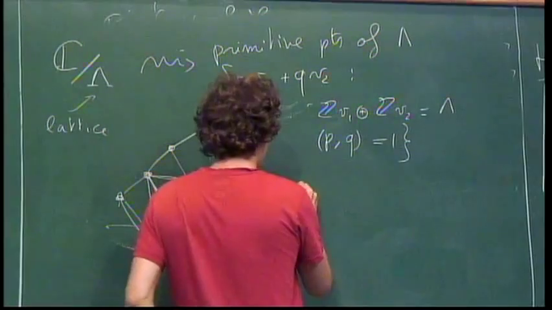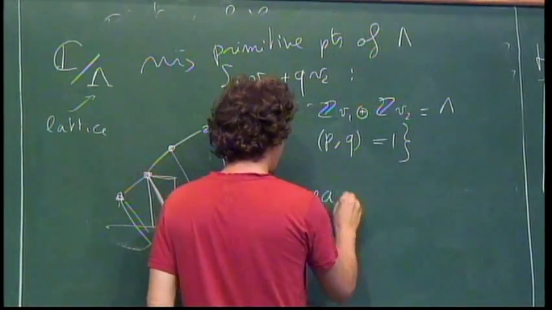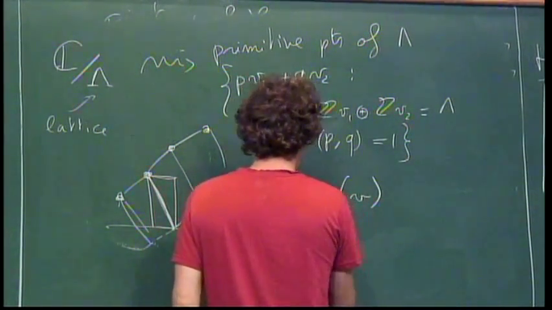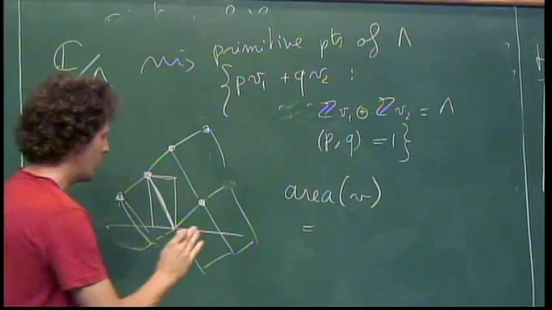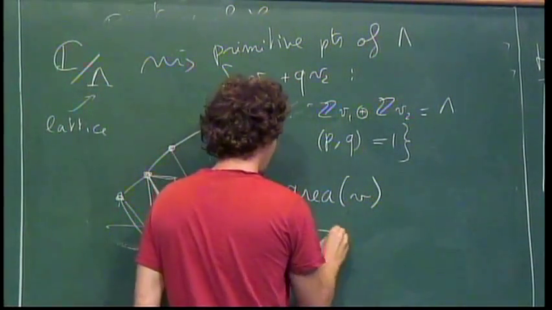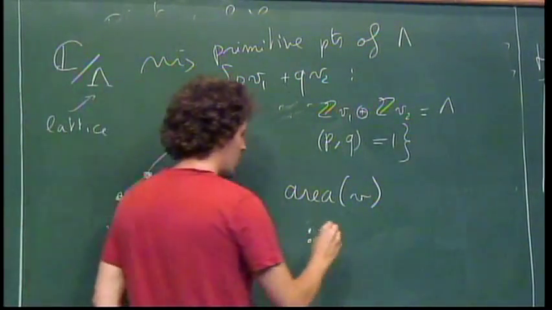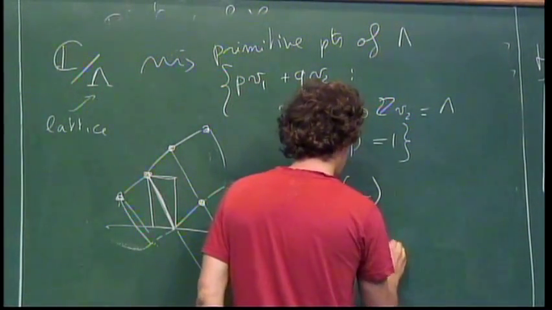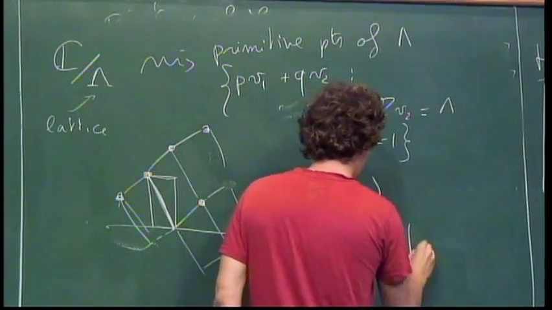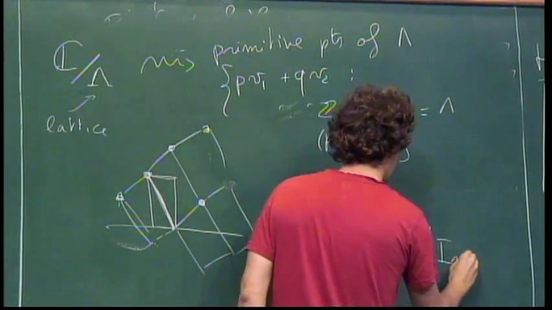So let me define it. If I pick a vector V, I define its area, so its definition, as being the product of the two coordinates of V. So it's the real part in absolute value times the imaginary part.